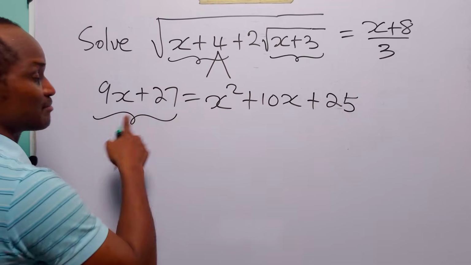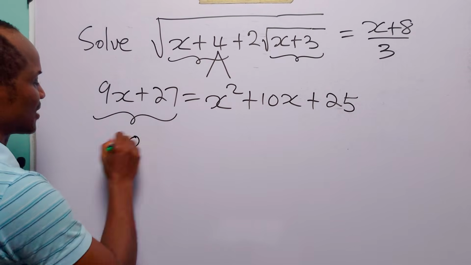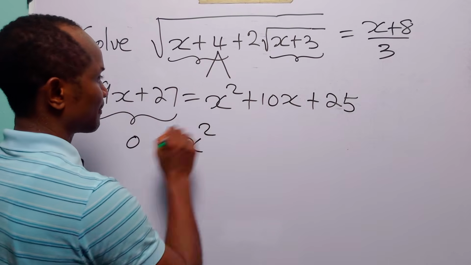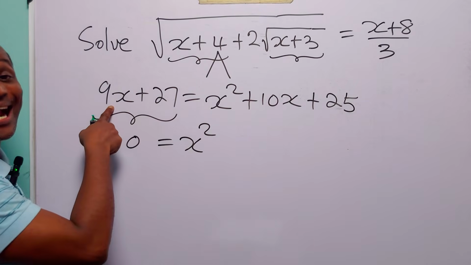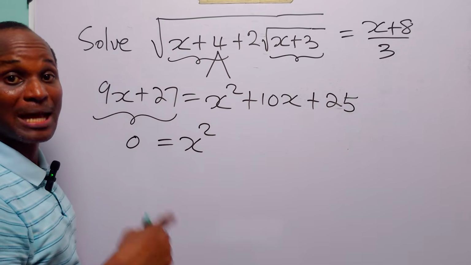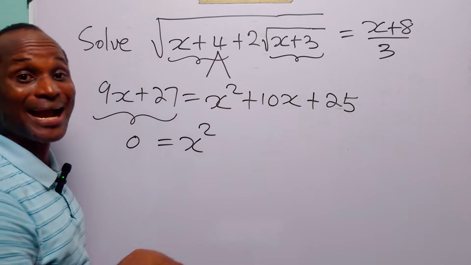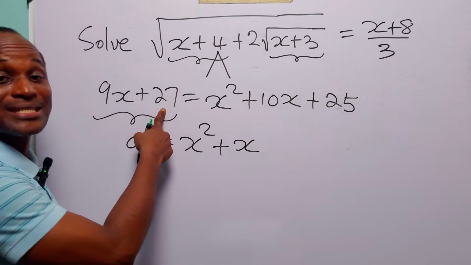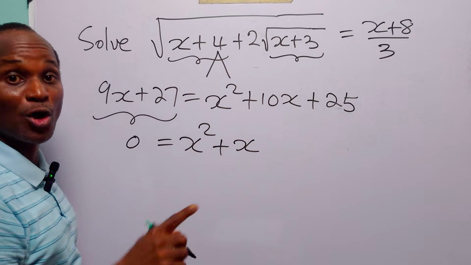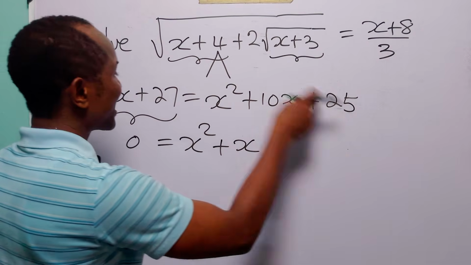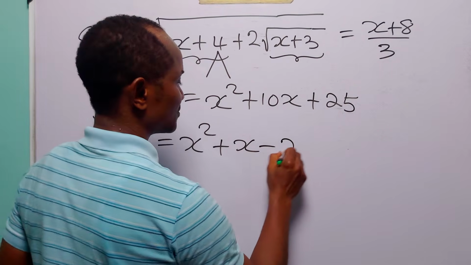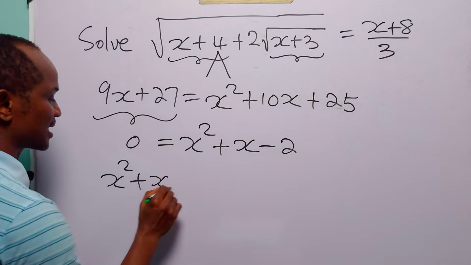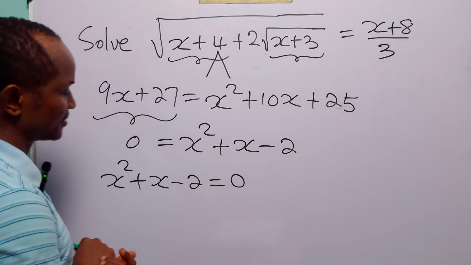Now let us move these two terms over to the right-hand side. When we do that, we have 0 left on the left-hand side, and this is equal to x squared plus 10x. When 9x moves over to the right, it becomes minus 9x. 10x minus 9x is equal to x. When 27 moves over to the right-hand side, it becomes minus 27. 25 minus 27 is equal to minus 2. So we have x squared plus x minus 2 is equal to 0.